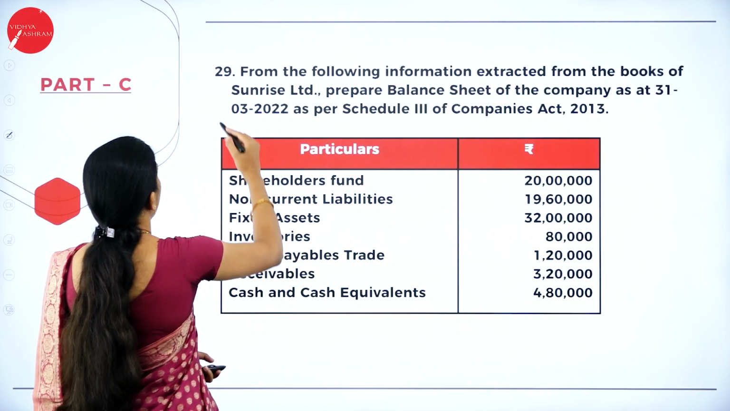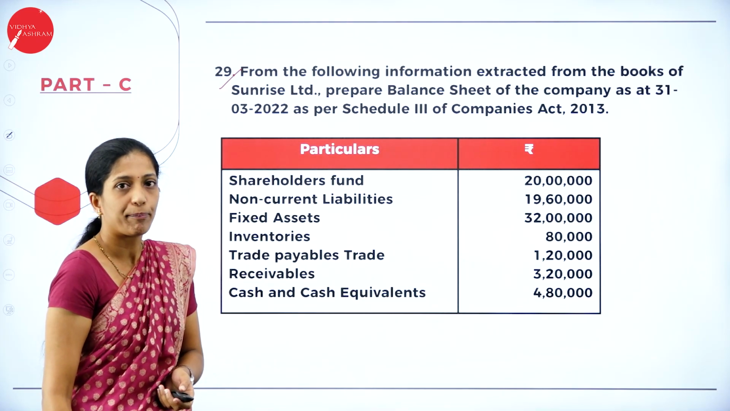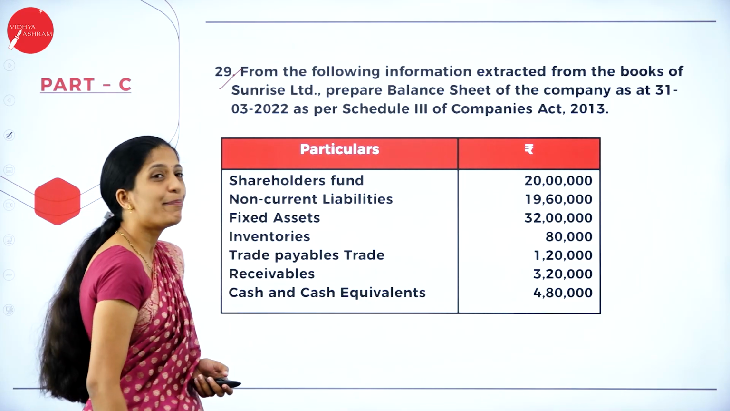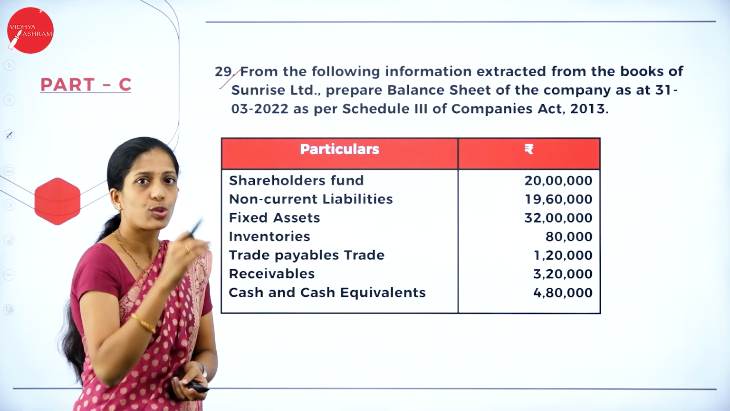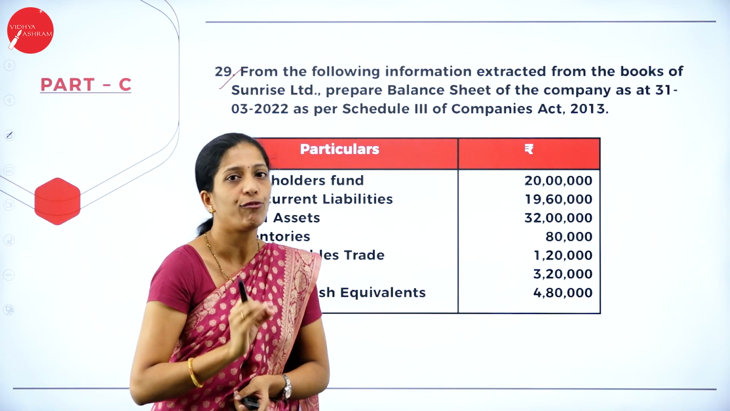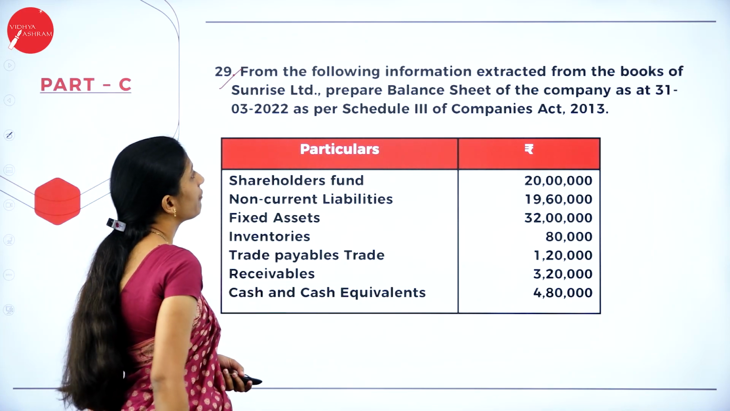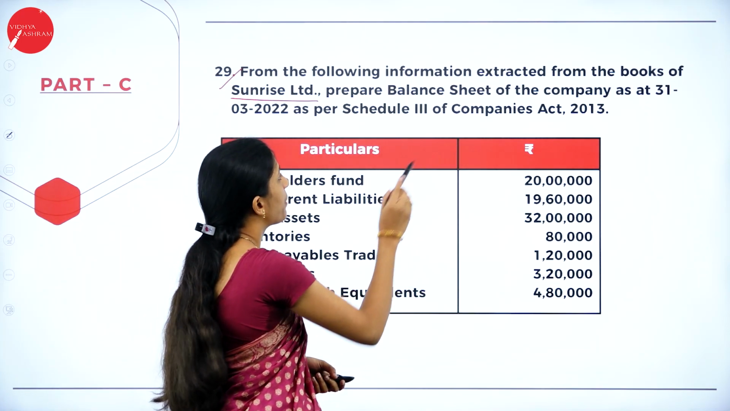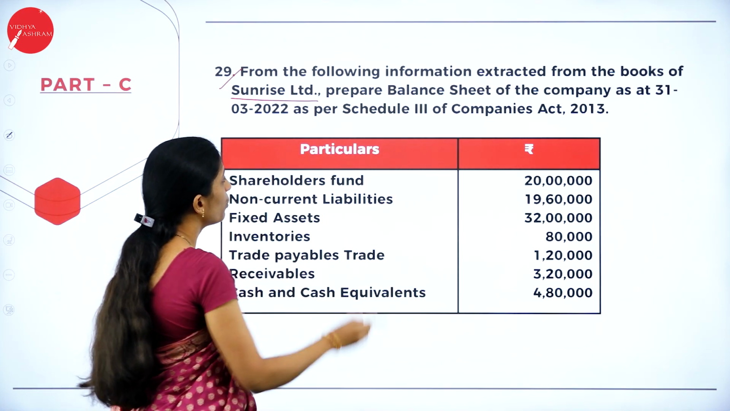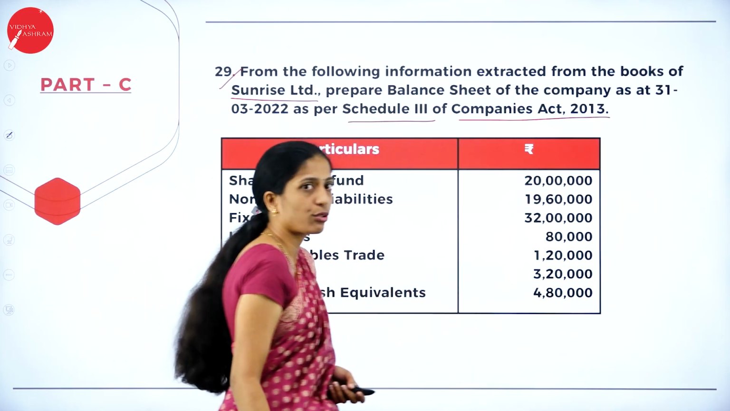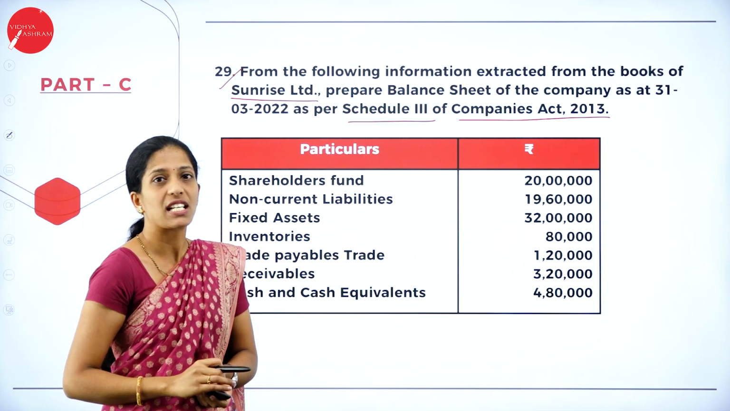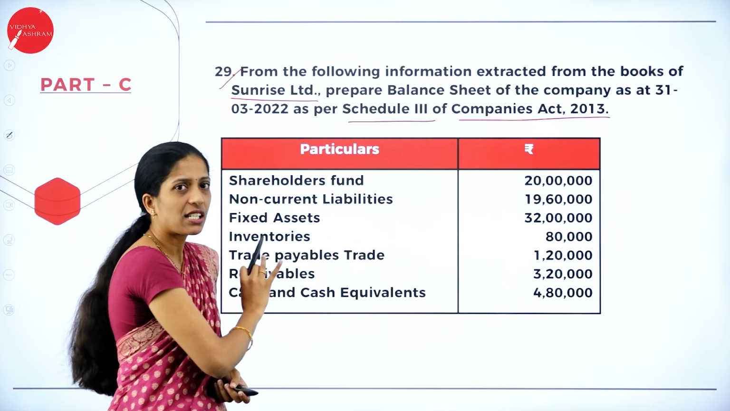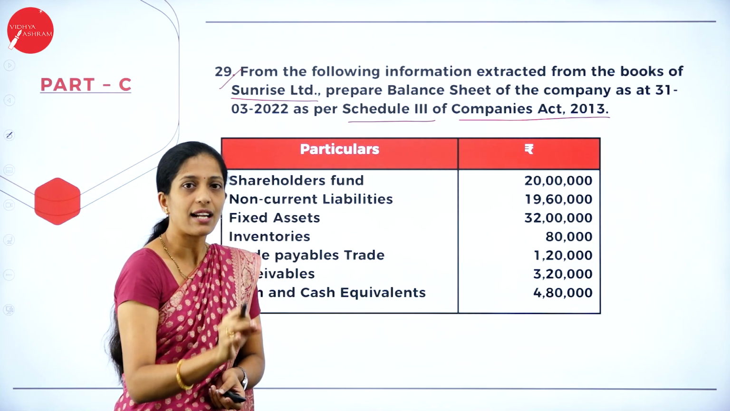Now go through the next problem. So this is under financial statement of a company. There is a certain format to be followed, that is, they'll ask for the balance sheet. They'll give the transactions which you have to record in the balance sheet in the same format. Okay. Now from the following information extracted from the books of Sunrise Limited, prepare the balance sheet of the company as at 31st March 2022 as per Schedule 3 of Companies Act 2013. As per Schedule 3 of Companies Act 2013, they have given a particular format. So they have given the particulars here. So we have to put those particulars in that same format.